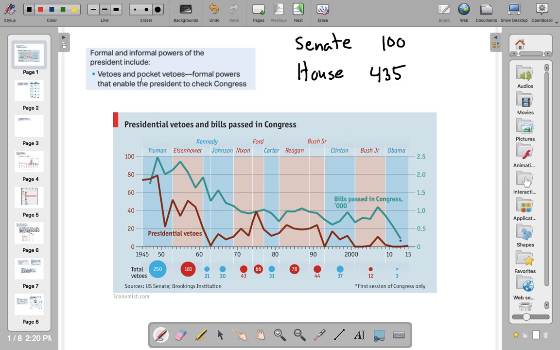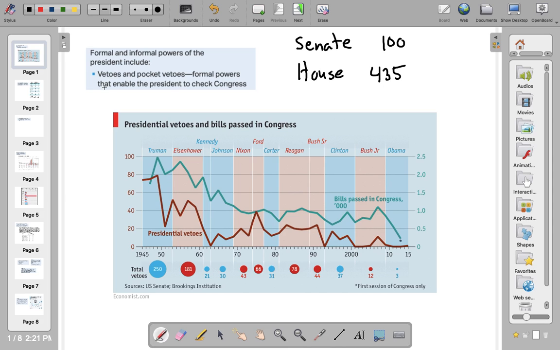The pocket veto, as you can see here, means that the bill is put on the president's desk, and he does not sign it within 10 days. And within that 10 days, Congress adjourns. Adjourns means go on vacation, basically. There are several times during a session, and a session is a year of Congress, that they would adjourn. That does not happen frequently because you would have to have the right circumstances to be able to pocket veto something. A pocket veto is better than a veto because a pocket veto cannot be overridden, whereas a veto can.